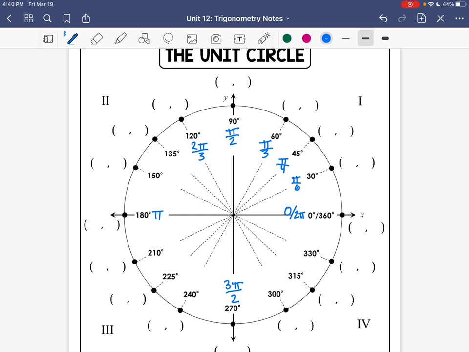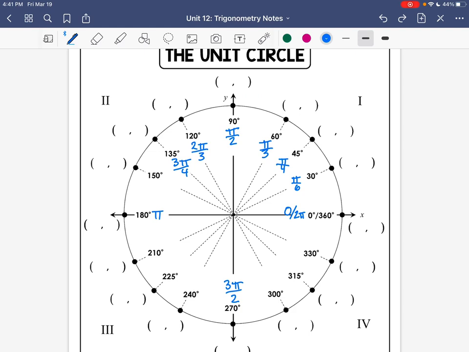Then 135 is 3 times 45 degrees. 2 times 45 is 90. 3 times 45 is 135. So you're going to have 3 pi over 4. Now, the reason 90 is pi over 2 is because it was 2 pi over 4, and it got simplified, because 2 over 4 is 1/2.